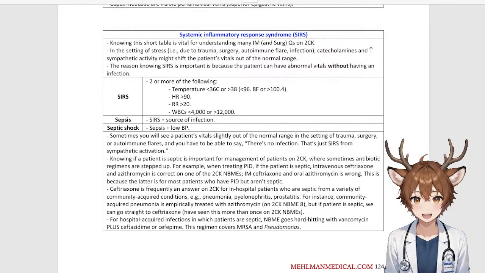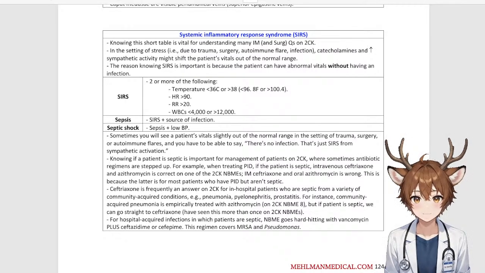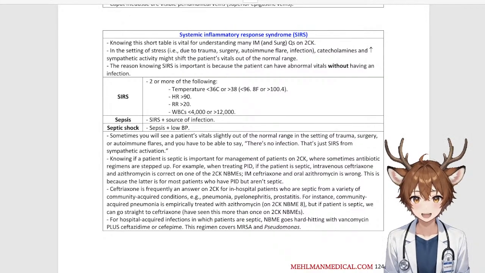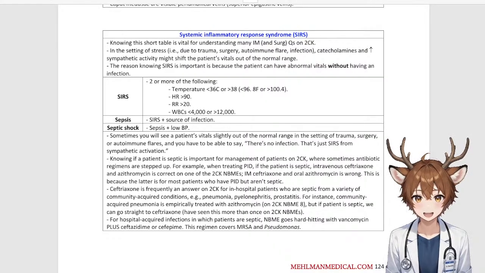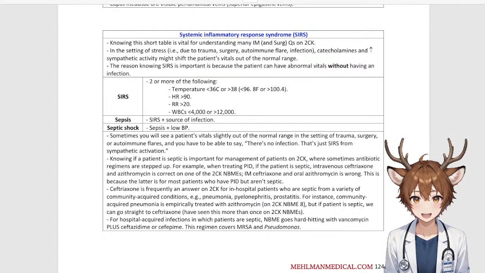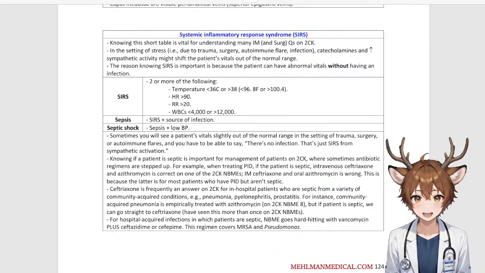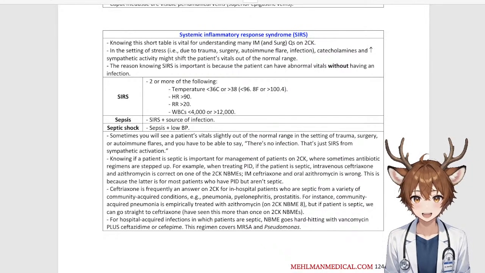Systemic inflammatory response syndrome, SIRS. Knowing this short table is vital for understanding many IM and surgery questions on 2CK. In the setting of stress, i.e. due to trauma, surgery, autoimmune flare, infection, catecholamines and increased sympathetic activity might shift the patient's vitals out of the normal range. The reason knowing SIRS is important is because the patient can have abnormal vitals without having an infection.